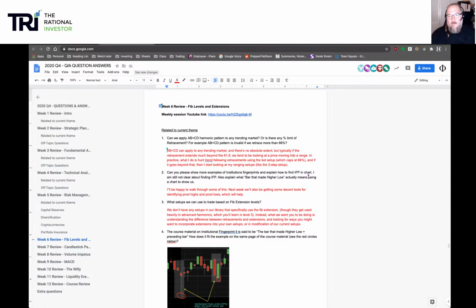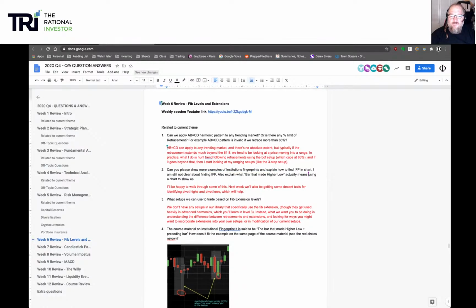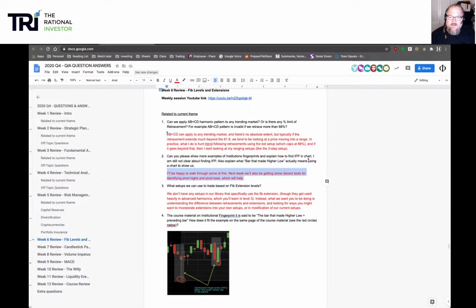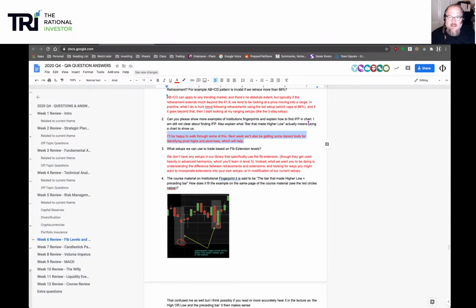And then, can you show more examples of institutional fingerprints and explain how to find the IFP in the chart? I am still not clear on finding the IFP. I'll also explain what the bar that made the high or low actually means. So this is one of those examples of when it's bad to listen to Brian at high speed. What he's saying is not the bar that made the high or low. He's saying the bar that made the high or low plus the preceding bar. And I think I walked through this enough, but let me know if it was unclear and if anybody needs me to get into IFP a little more.